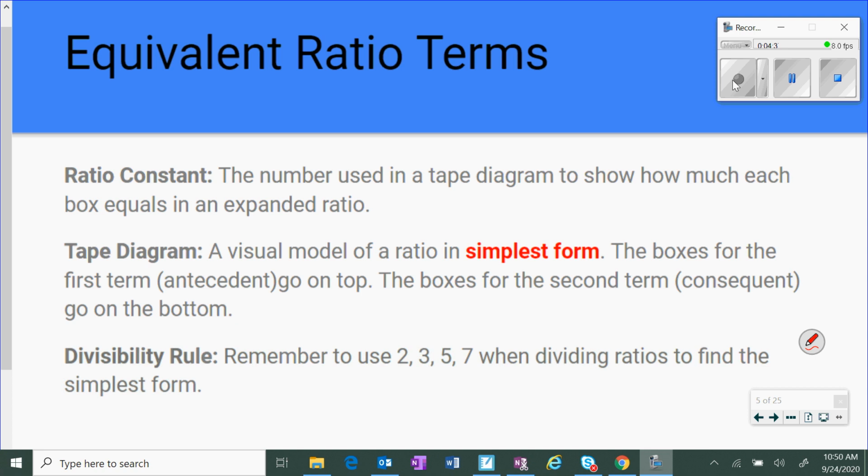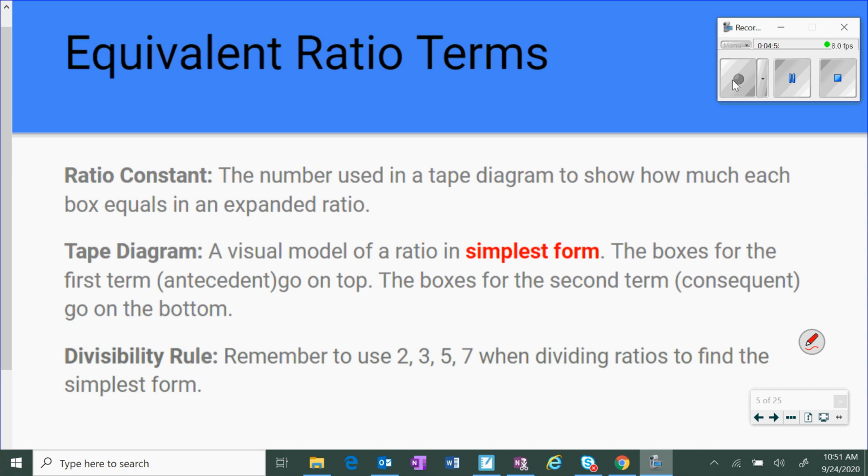A tape diagram is a visual model of a ratio in simplest form. The boxes for the first term, the antecedent, go on top. The boxes for the second term, or the consequent, will go on the bottom. We'll show you how to make those in a minute.